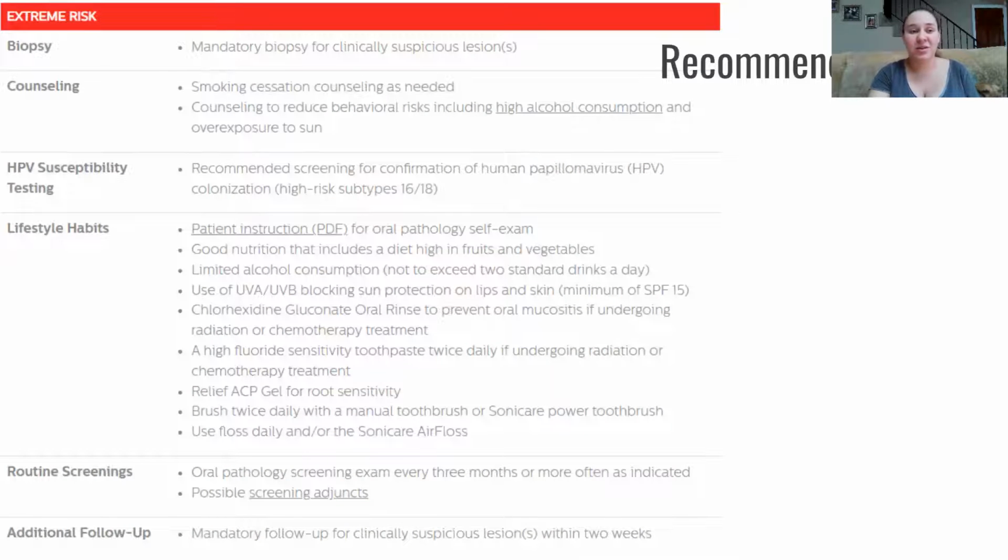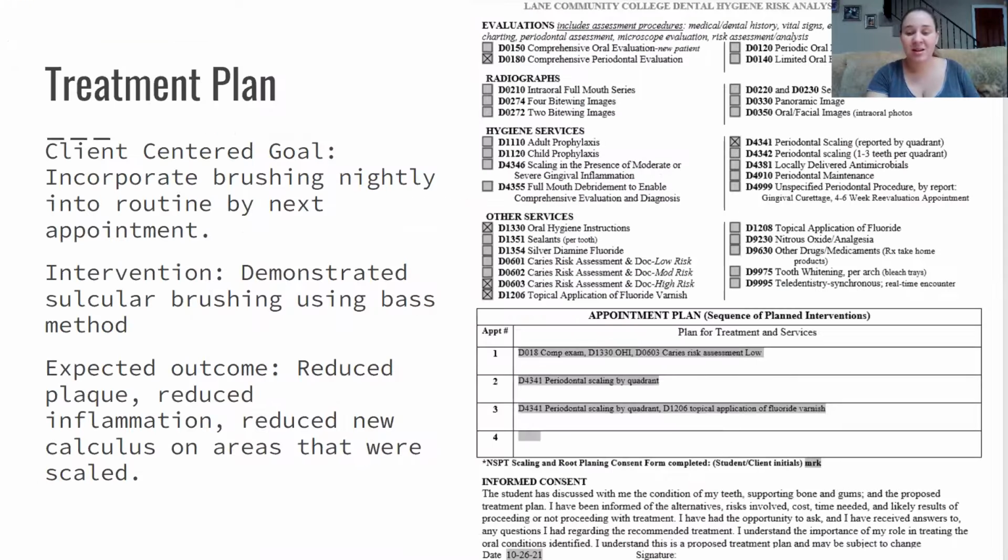These were their recommendations from Philips. They had a suspicious lesion around number 21, and we did refer that lesion out to an oral surgeon at the last appointment. This is my treatment plan. I definitely improved my treatment plan technique as time went on.